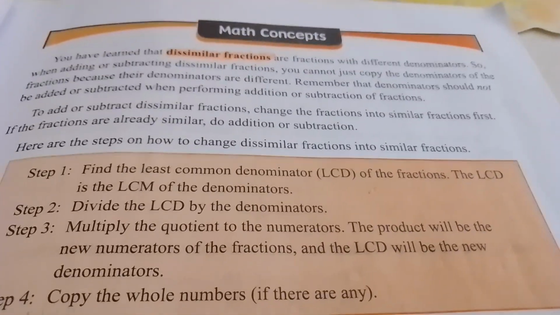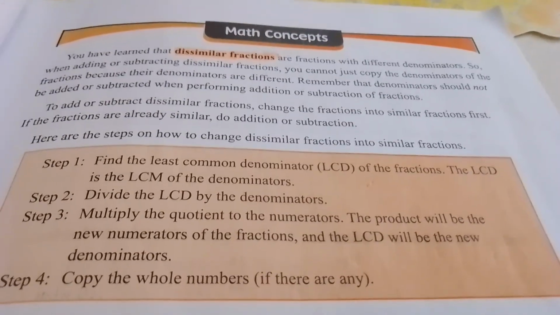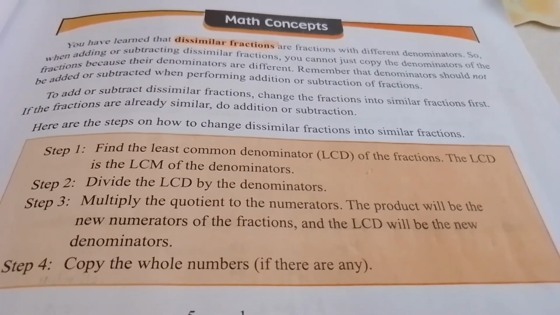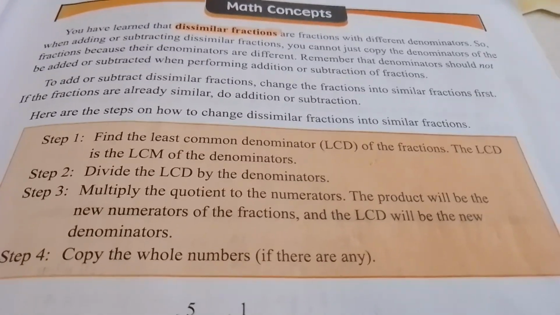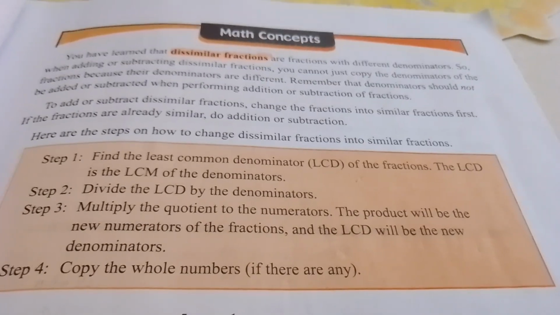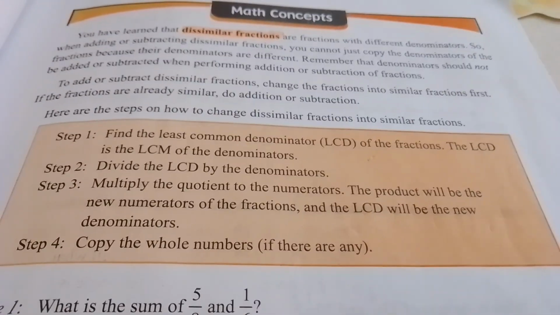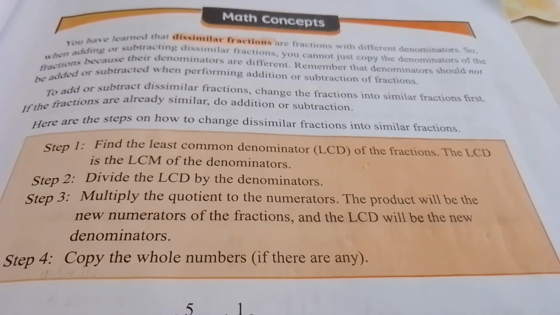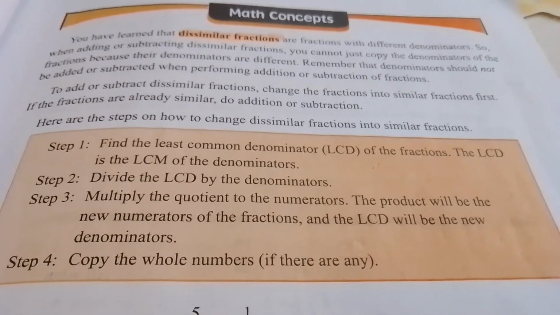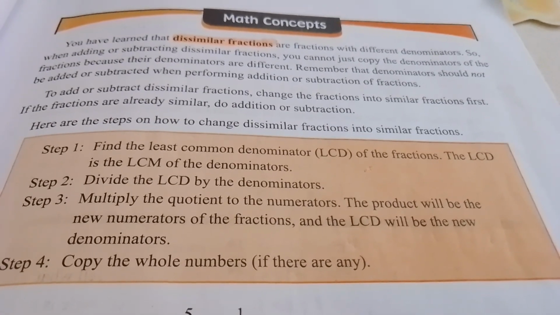To add or subtract dissimilar fractions, change the fractions into similar fractions first. If the fractions are already similar, do addition or subtraction. Here are the steps on how to change dissimilar fractions into similar fractions. Step 1. Find the least common denominator or LCD of the fractions.